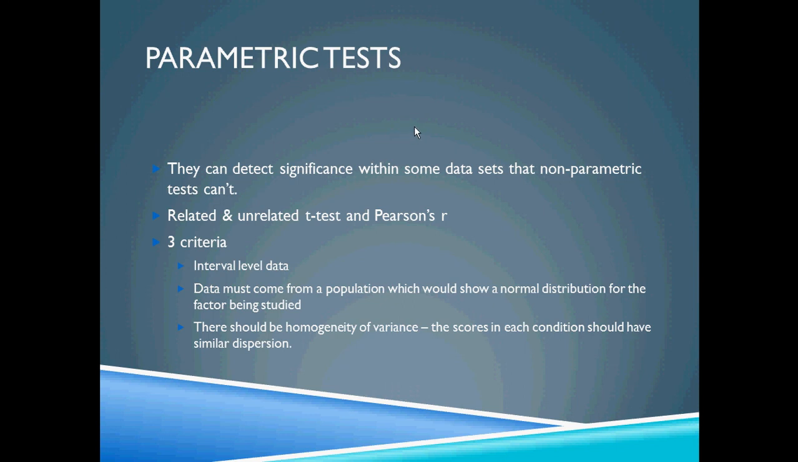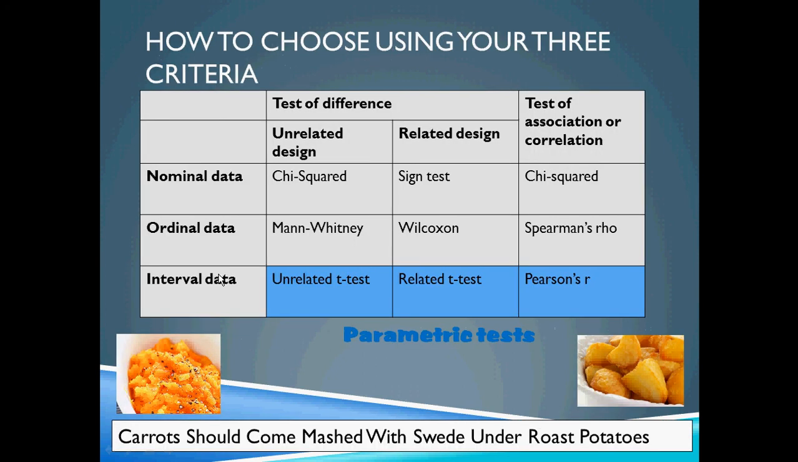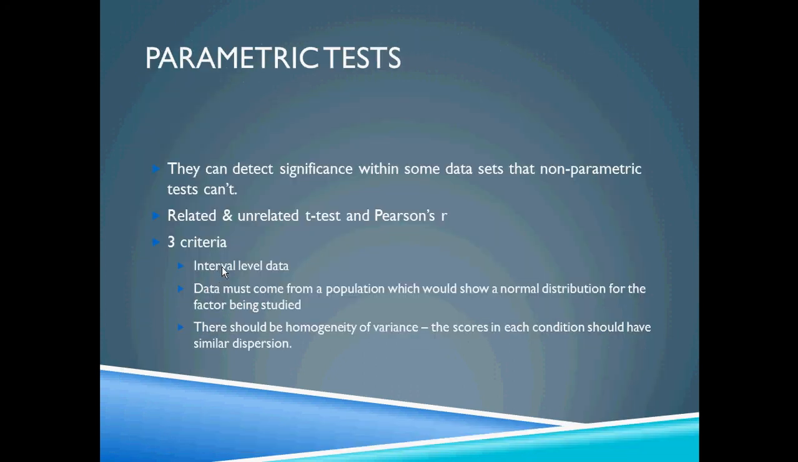And in order to be able to use one of those tests, it has to meet these 3 criteria. It has to use interval level data rather than nominal or ordinal. The data has to come from a population that would show a normal distribution for the factor being studied. So for example, IQ, that would have to be the factor being studied, because you know that the population shows a normal distribution for IQ. So if you've got a random sample, then you would expect to see a normal distribution, so that would fit.